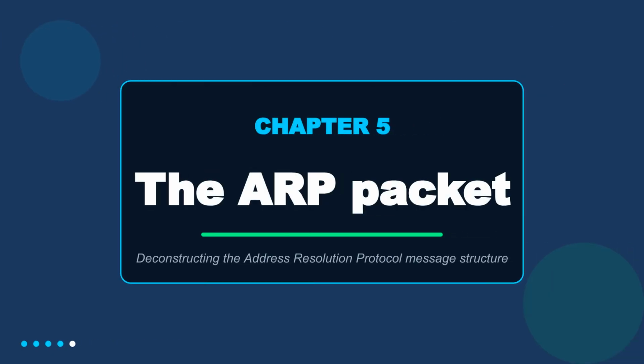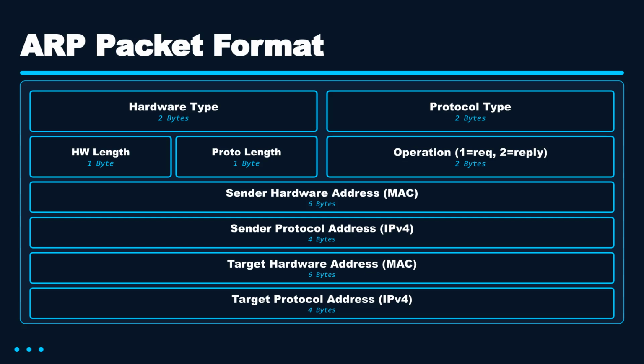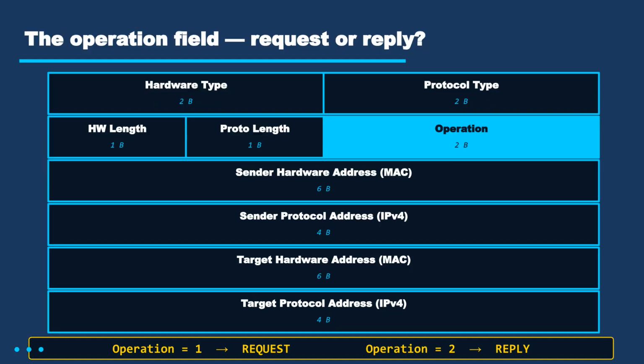Chapter 5. What the ARP packet actually looks like on the wire. This is the ARP packet. 6 fields, totaling 28 bytes for IPv4 over Ethernet. It is tiny. That's why ARP is fast, even when the cache misses. 1 field tells every device on the wire whether this is a question or an answer. Operation equals 1 means request. Operation equals 2 means reply.